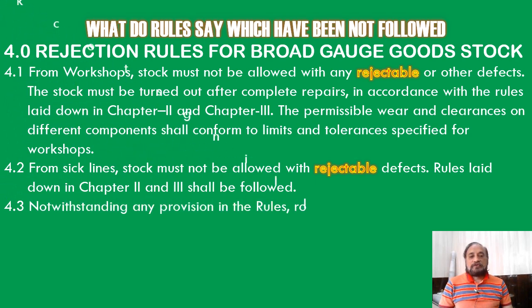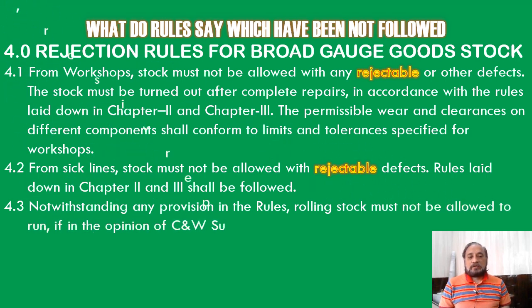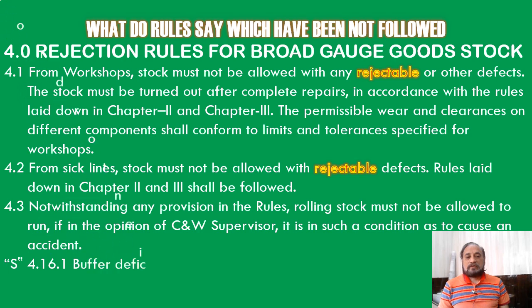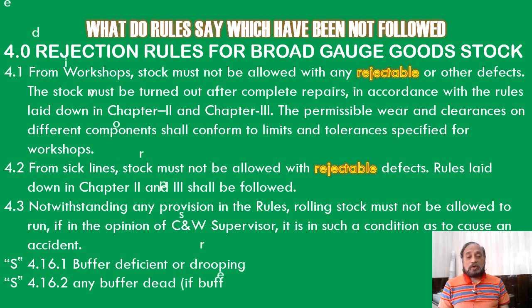4.3 Notwithstanding any provision in the rules, rolling stock must not be allowed to run if, in the opinion of the carriage and wagon supervisor, it is in such a condition as to cause an accident. So here these two rules have not been followed. One is 4.16.1 and 4.16.2, according to which the buffer falls under rejection category due to weak springs resulting from non-grouping of springs.